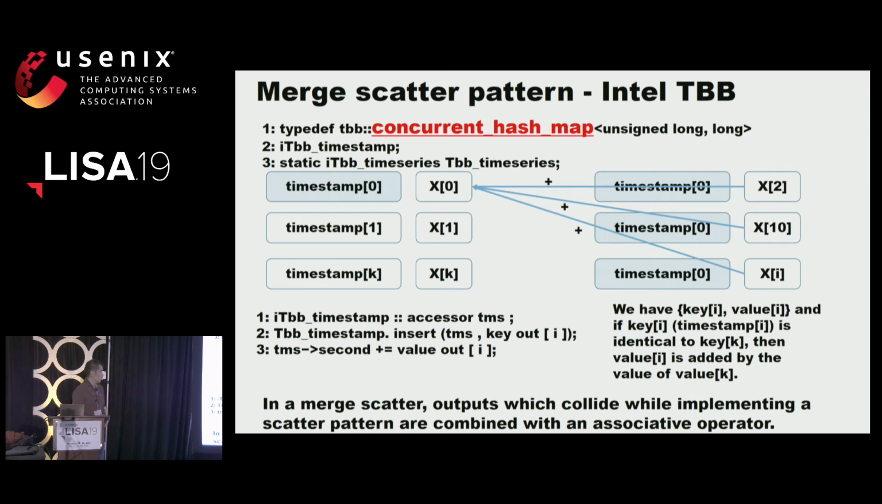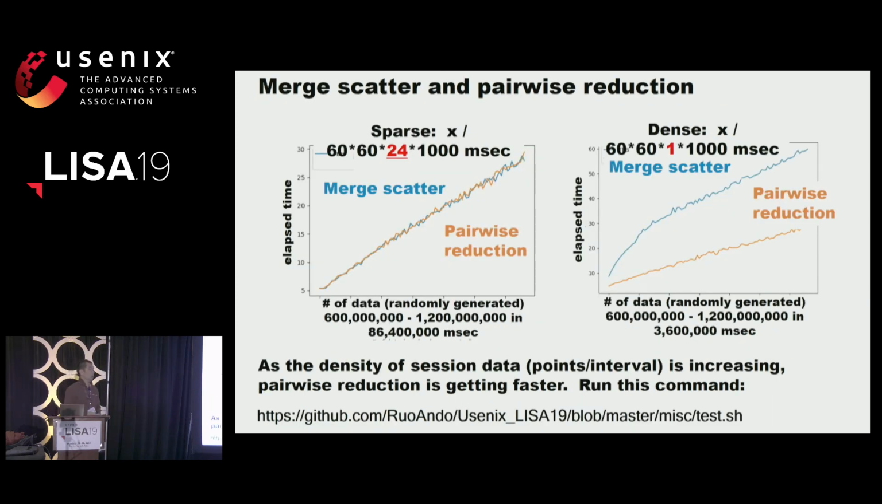Outputs which collide implementing a scatter pattern are combined with an associative operator. Okay, let me introduce a brief comparison result between merge scatter and pairwise reduction. In a nutshell, when we cope with billion session data, pairwise reduction is faster. Because the density of time series data is increasing, the pairwise reduction, which is a naive operation, is getting faster.